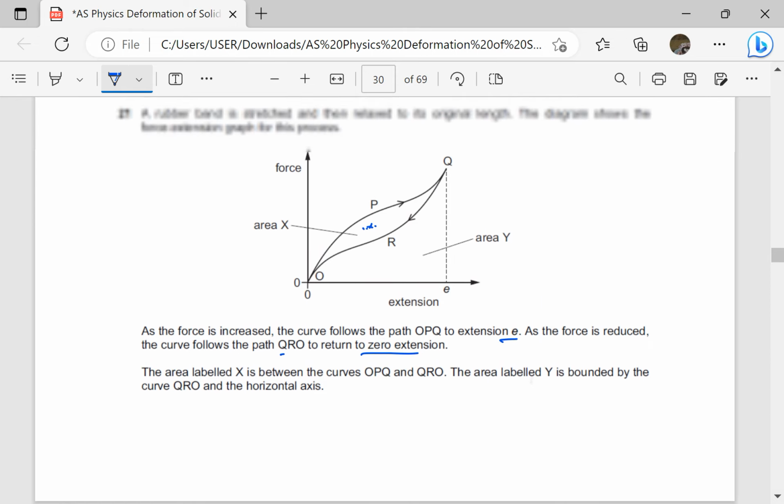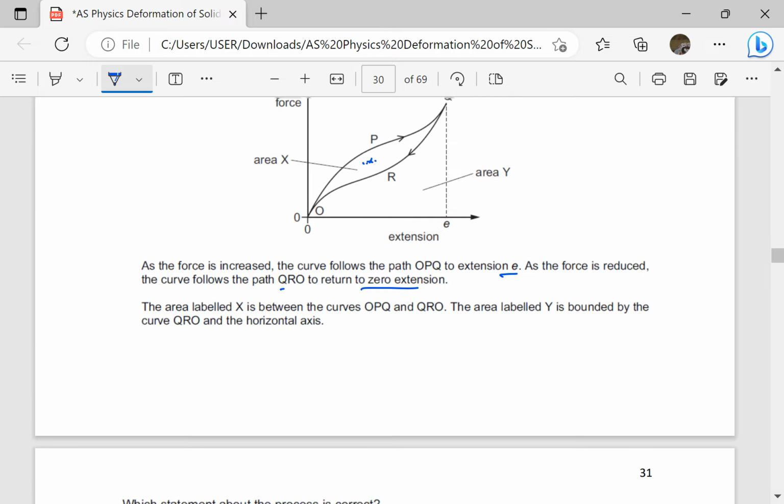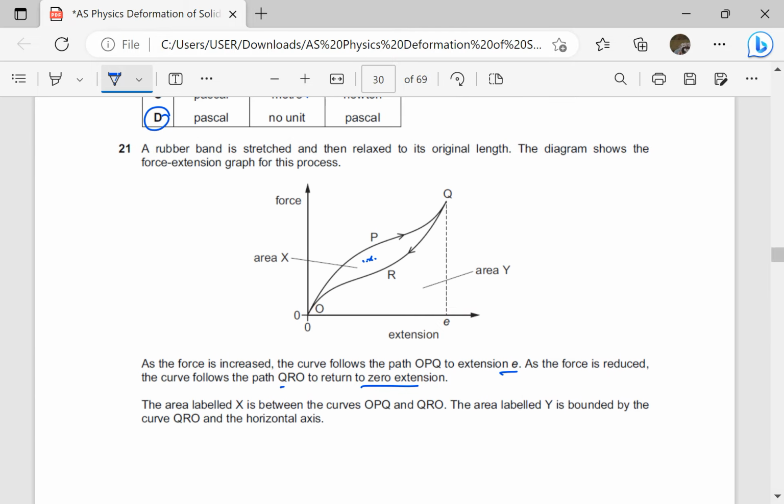Area X is the energy which heats the band as it is stretched to extension E.